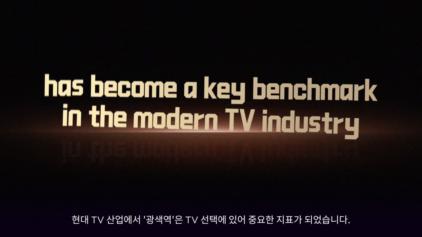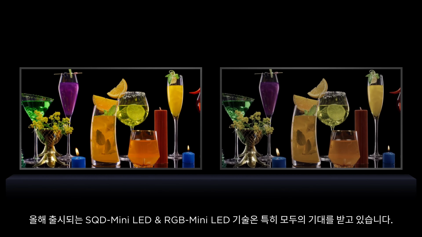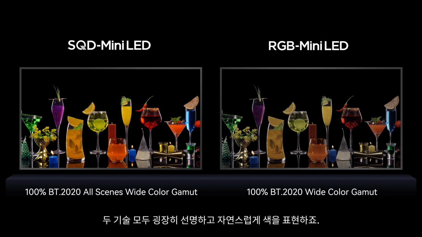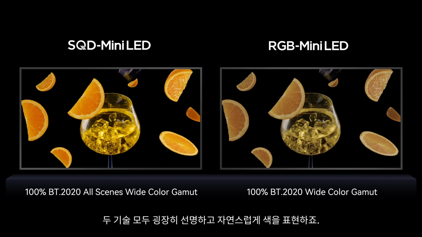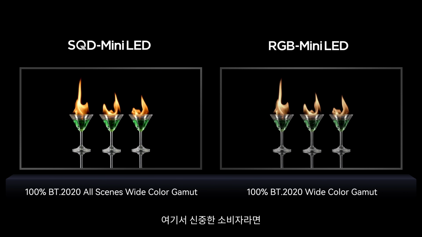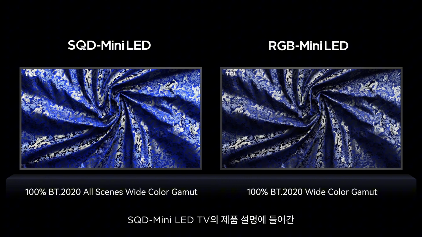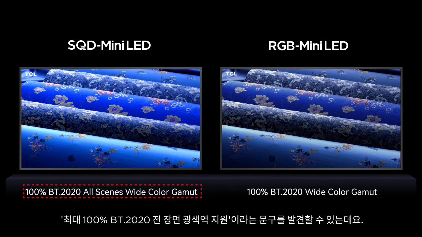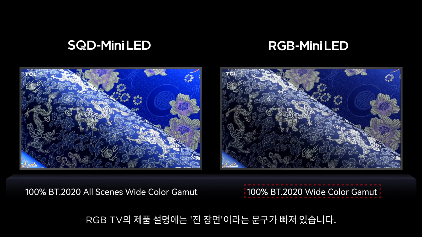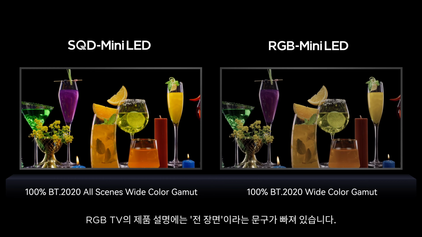Wide color gamut has become a key benchmark in the modern TV industry, especially this year's highly anticipated SQD-Mini LED and RGB-Mini LED. Both technologies are now capable of delivering truly impressive color performance. But careful observers may notice that TVs equipped with SQD-Mini LED technology are labeled as 100% BT.2020 all scenes wide color gamut, while RGB models are simply 100% BT.2020 wide color gamut.